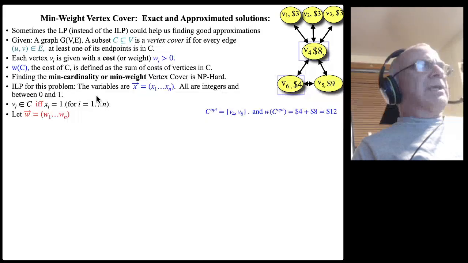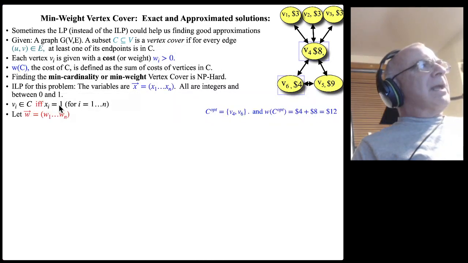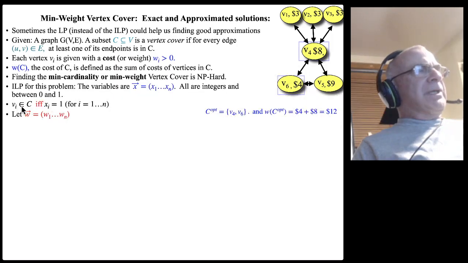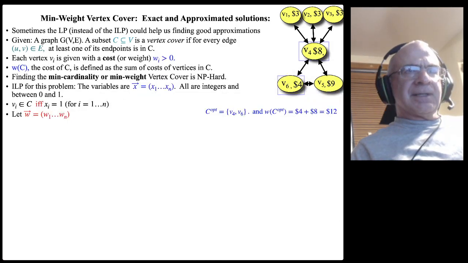I'll force each one of them to be a Boolean variable, somewhere between that is either 0 or 1. The way I'll say it is by requiring it to be both an integer and between 0 and 1. And if xi is 1, I'll understand that vi has to be in the cover. If xi is 0, then vi is not in the cover.